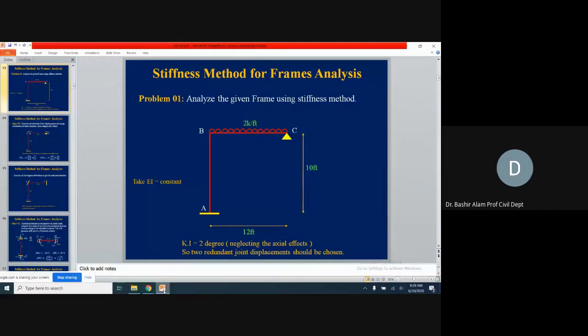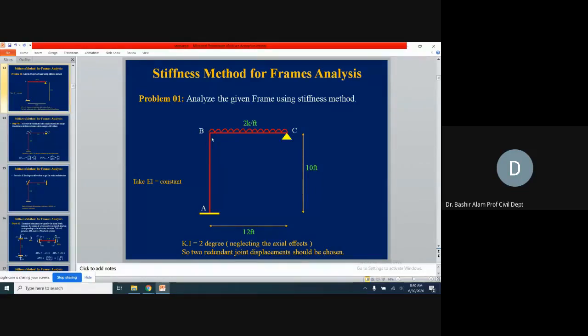Okay, so let's now start this frame. It says analyze the given frame using stiffness method. The configuration of the frame: at the bottom we have support A, which is fixed. Above this A we have joint B, which is a rigid joint, can resist the moment. It's also known as a moment joint.